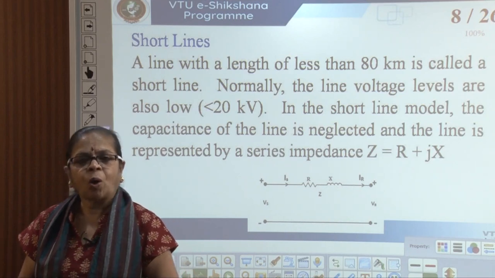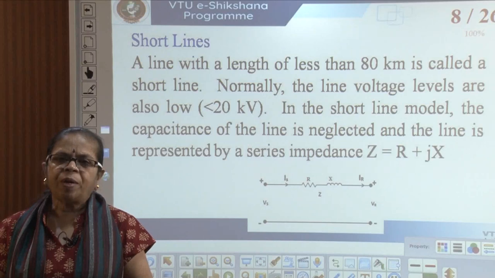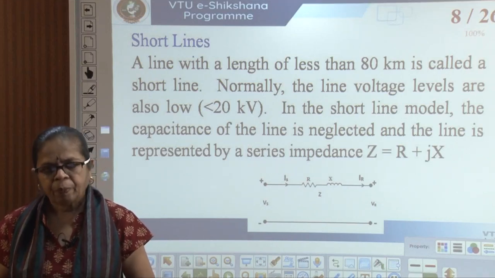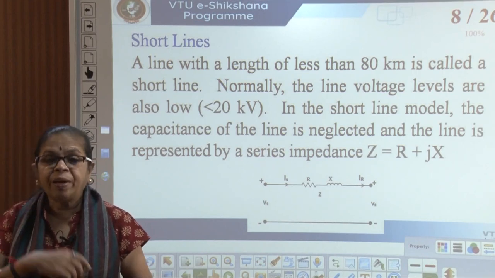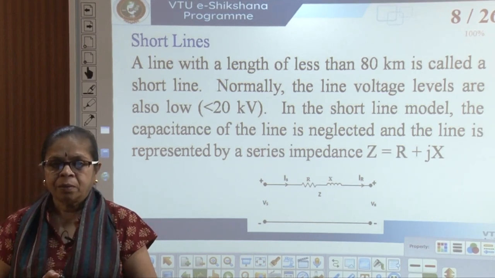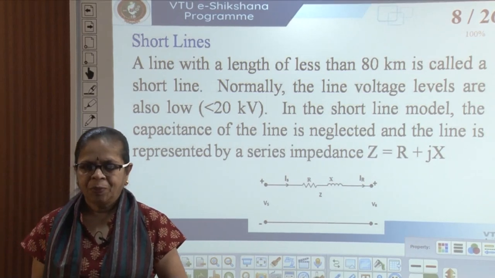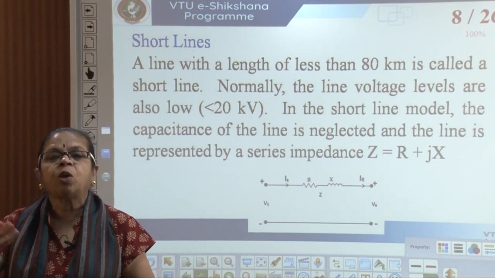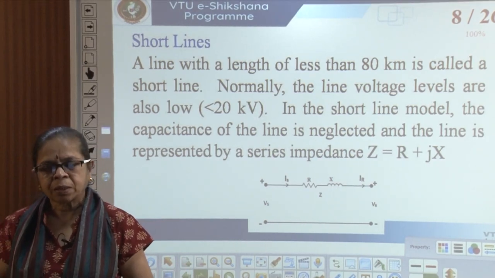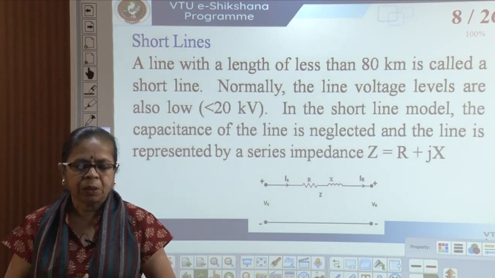The first is a short line. A line with a length of less than 80 kilometers is called a short line. Now, don't think this 80 kilometers is something sacred. If it is 79.9 or 80.1, it is not a short line. Some books or content may tell you a short line is 50 kilometers, some may say 60 kilometers. Essentially, it is a modeling concept.